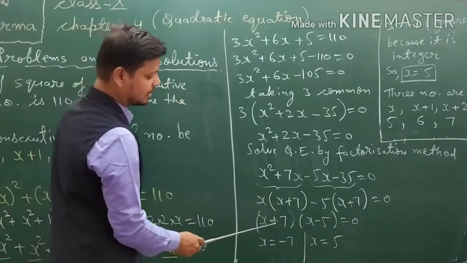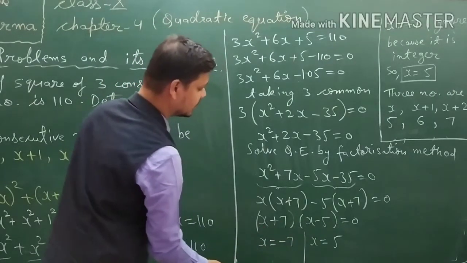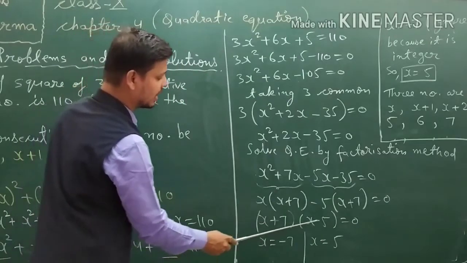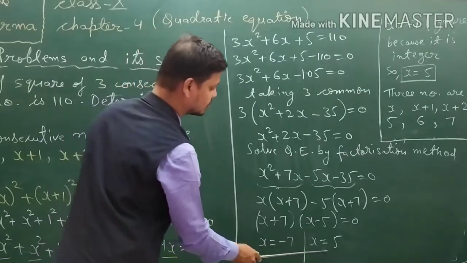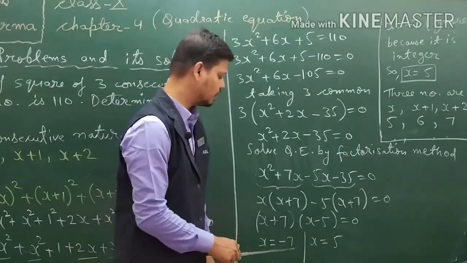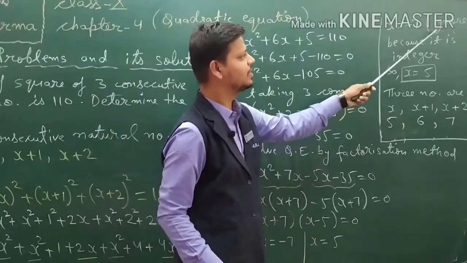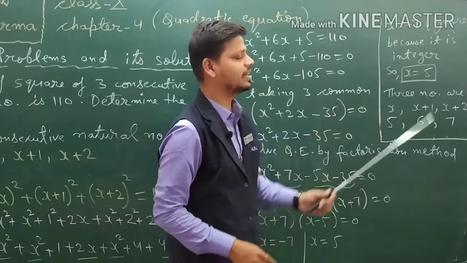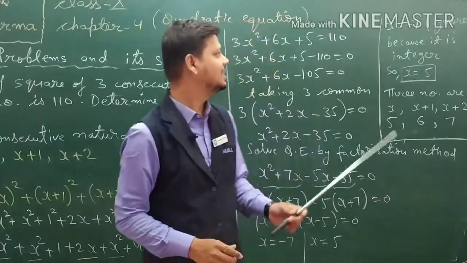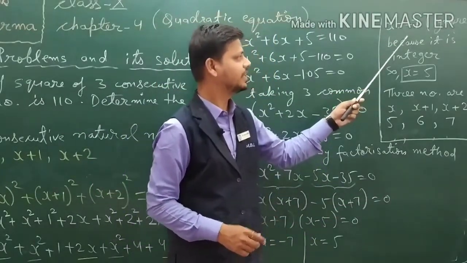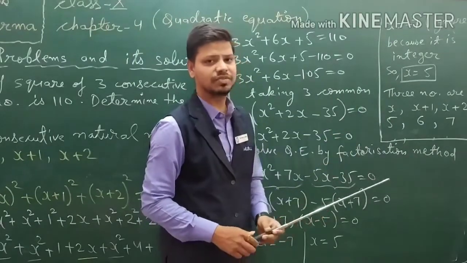So the product of these two factors is equal to 0. So split into two parts: x plus 7 equals 0 and x minus 5 equals 0. By solving this, x equals minus 7 and x equals 5. There are two solutions. We ignore x equals minus 7 because it is an integer, and in the question it is given that we take 3 consecutive natural numbers, and it is not a natural number. Therefore we ignore the solution x equals minus 7. So x equals 5 is the final solution of this equation.